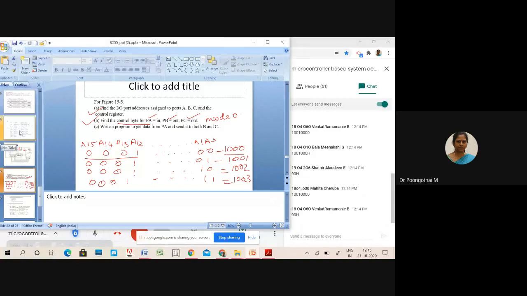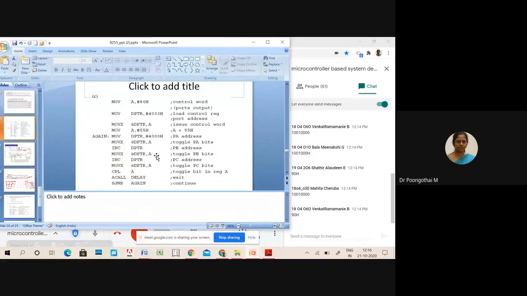So refer to the previous program. According to this, you have to write. First initialize your control word, move that control word into your control register, get the value from port A and transfer the value into port B and port C.